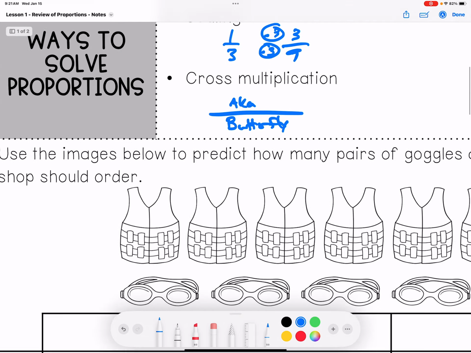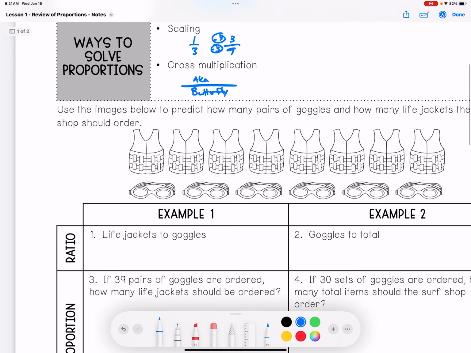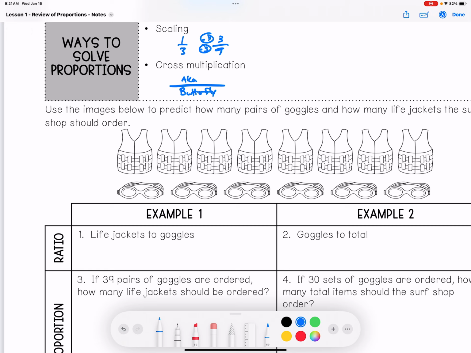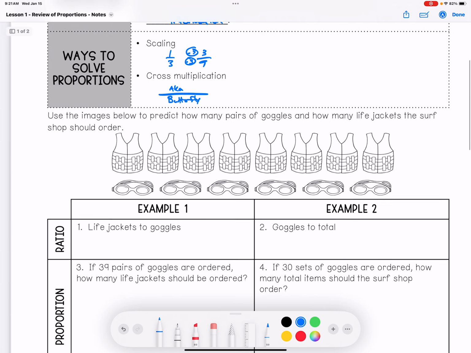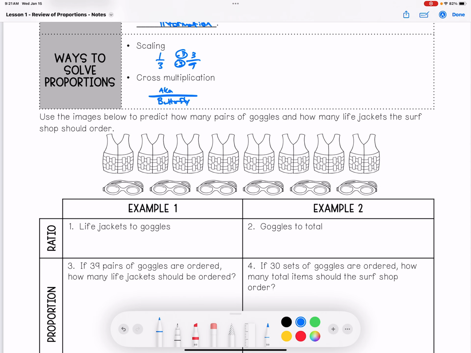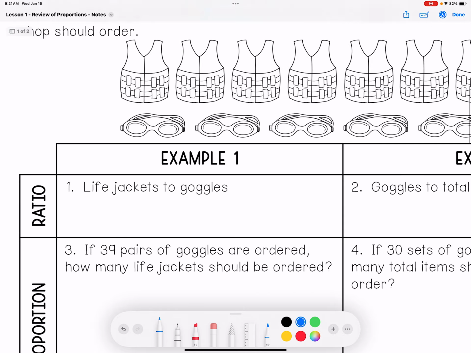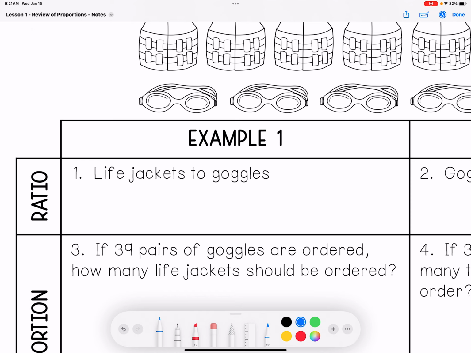All right, use the images below to predict how many pairs of goggles and how many life jackets the surf shop should order. Well, first of all, let me just go ahead and count them. There are 8 life jackets, I think. Yep, there's 8 of these. And there are 6 goggles. All right, so what is life jackets to goggles? So life jackets is 8, goggles is 6. That's not simplified because 2 will go into both of those. So it actually should be 4 to 3.